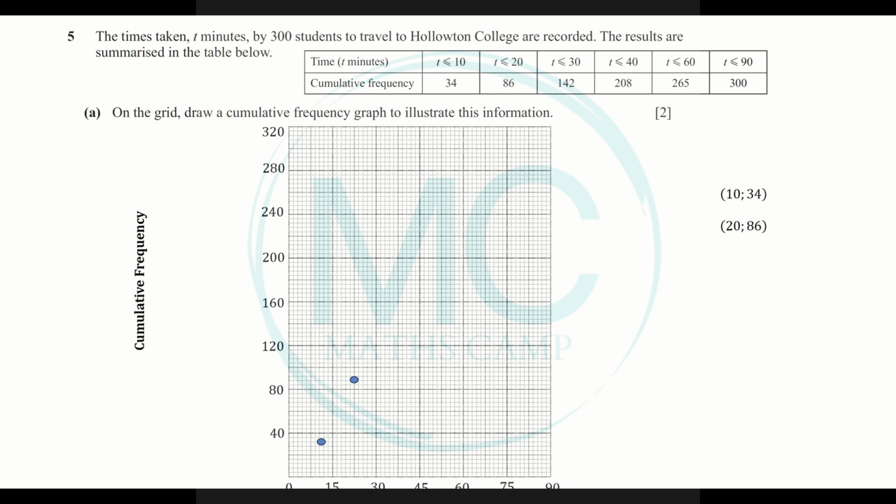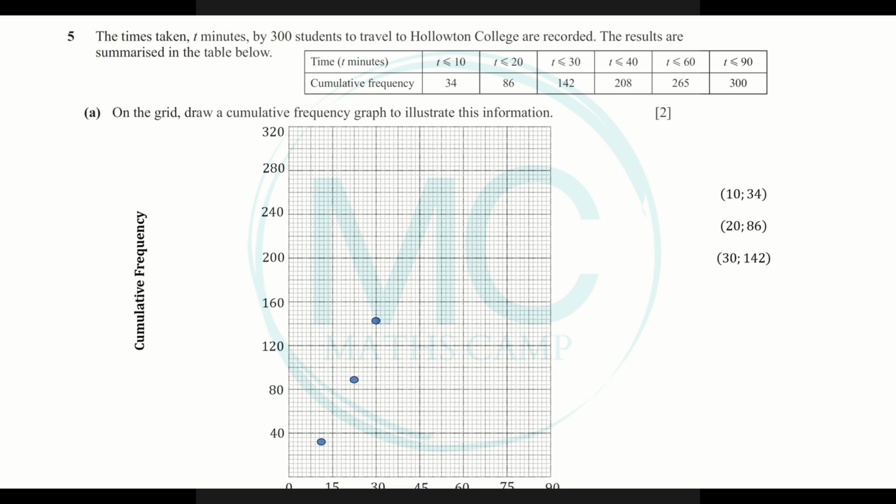I am making notes of the coordinates of each point. And I find that it's not a bad idea, just so your marker can see what you're attempting to do. But if you don't have enough time, don't worry about these coordinates. But if you can, try and do this too. For our third point, we have a time of 30 and our cumulative frequency is 142. Make a note of this. And I can plot this over here.